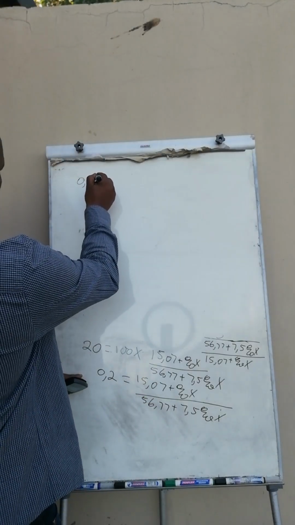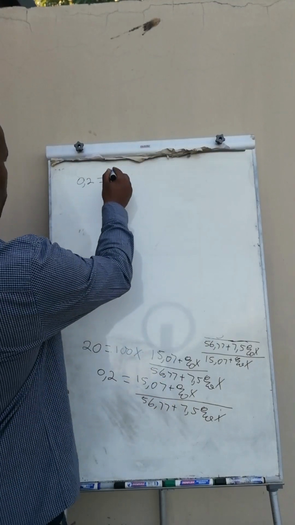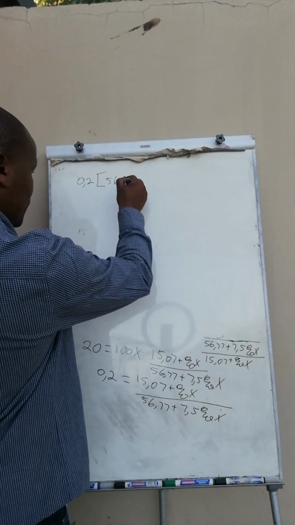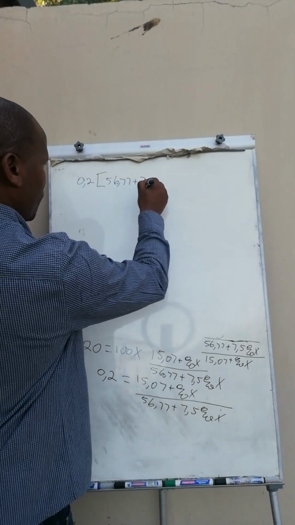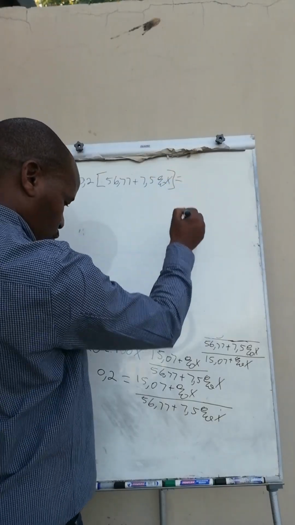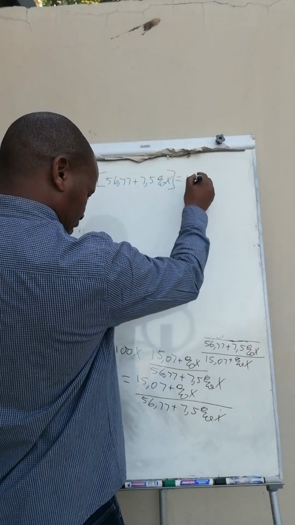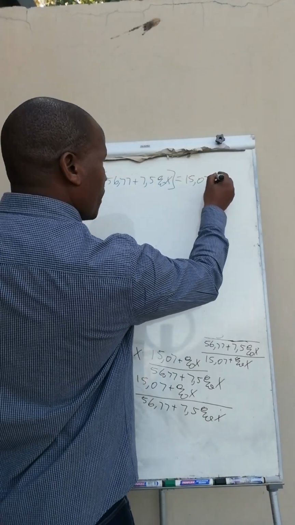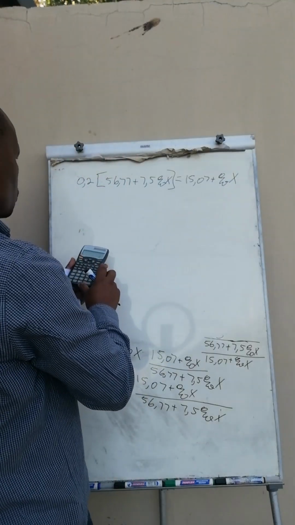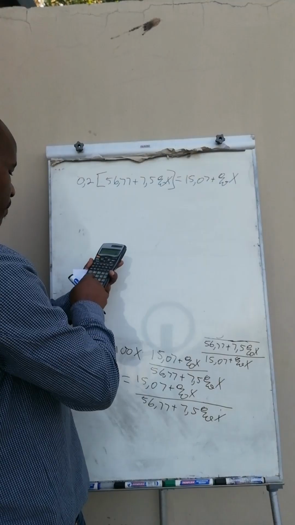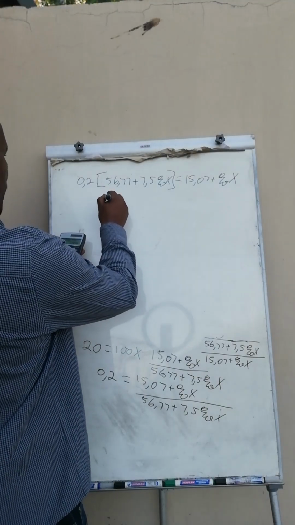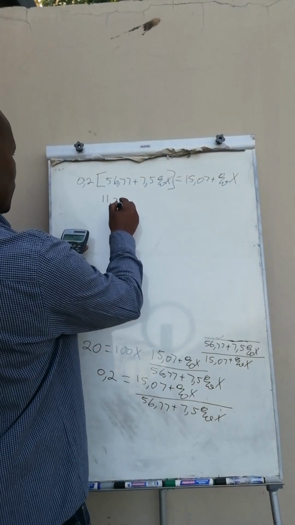We can say 0.2 is equals to, let's cross multiply. Open brackets, 56.77 plus 7.5 percentage x is equals to what? Is equals to 15.07 plus percentage x. All right, let's multiply through. Let's multiply through. 0.2 multiplied by 56.77 is equals to 11.354.